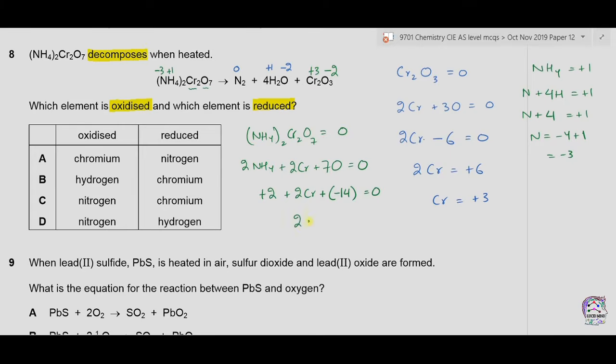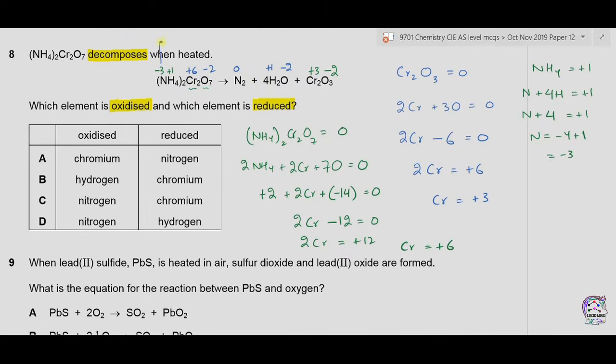So we can write 2 chromium, -12 is equal to 0, or 2 chromium is equal to +12, and on 1 chromium it will be +6. So +6 for chromium and -2 for oxygen.